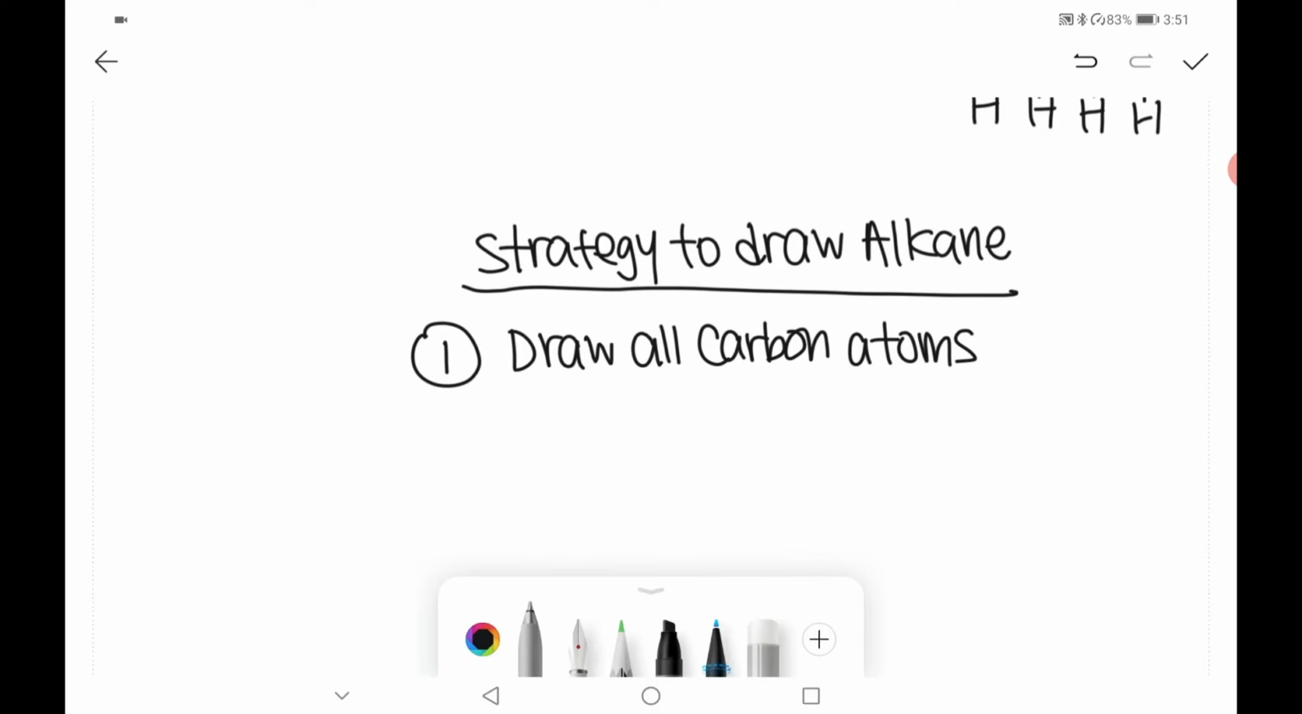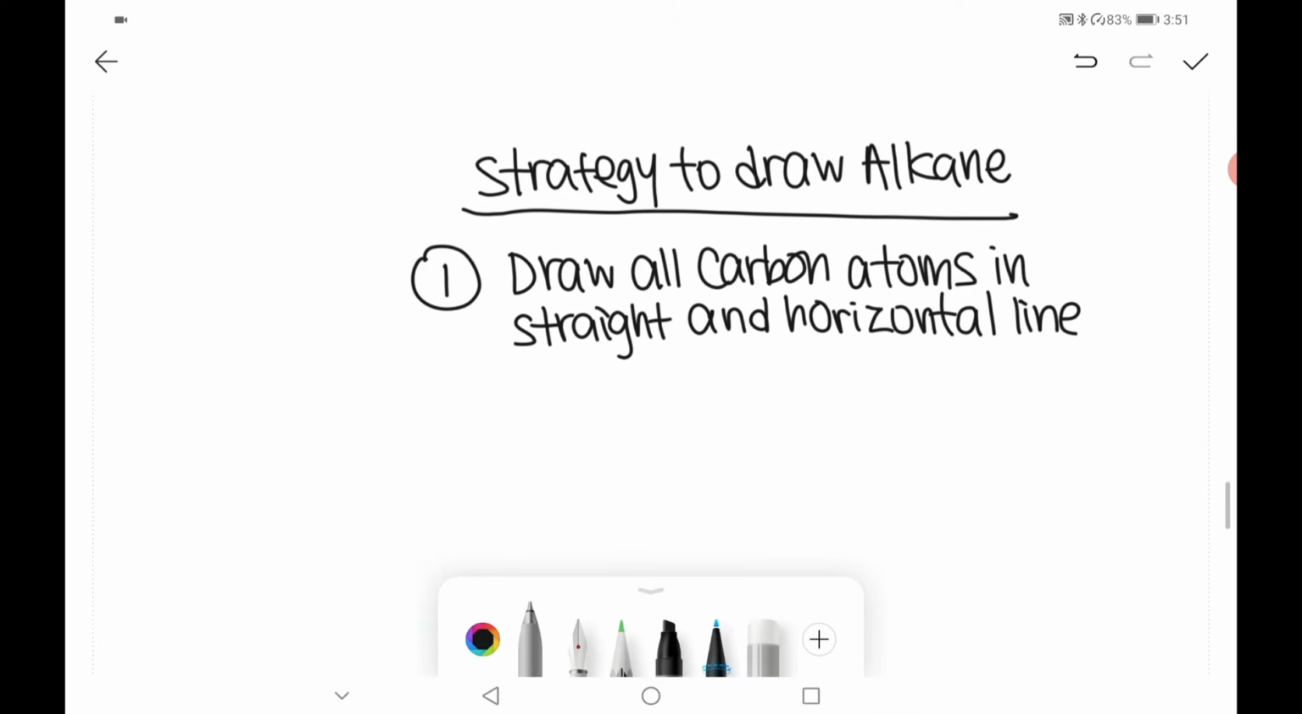All the carbon atoms you must draw in a straight line. The straight line we normally draw in a horizontal line. So, a straight and horizontal line.